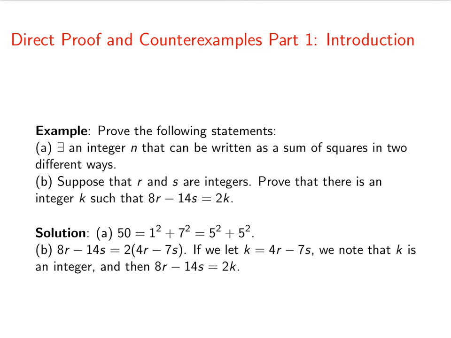In part B, we should note that 8r minus 14s can be written as 2 times (4r minus 7s). Now let's let k be equal to 4r minus 7s. We should note that k is an integer, and therefore we have expressed 8r minus 14s as 2 times some integer. And that's the definition of what it means for that thing to be even.